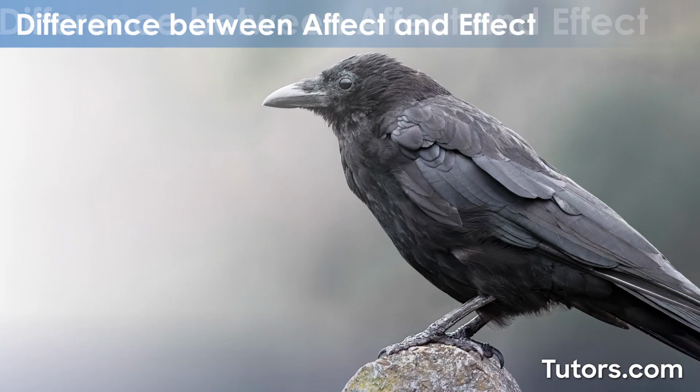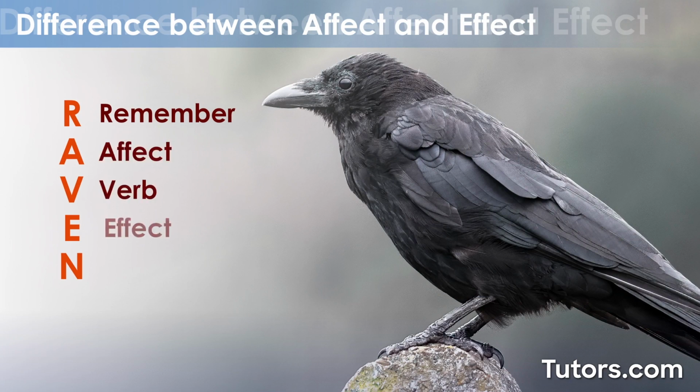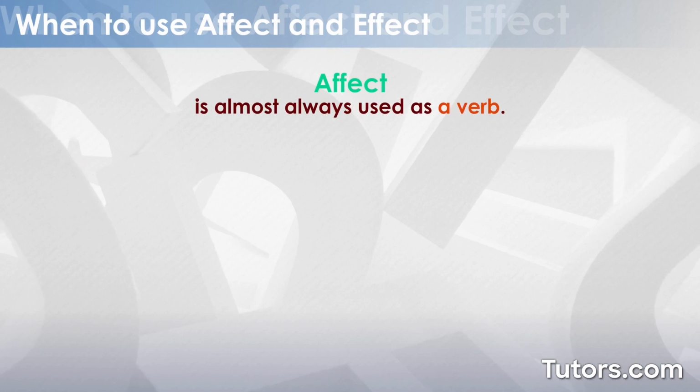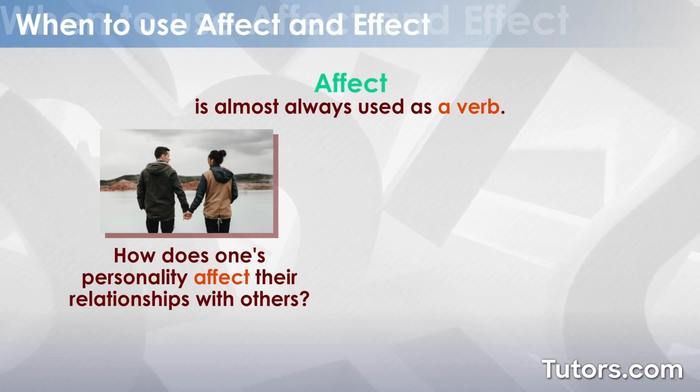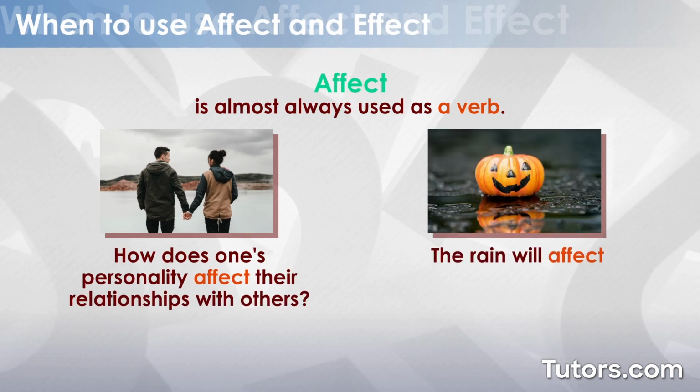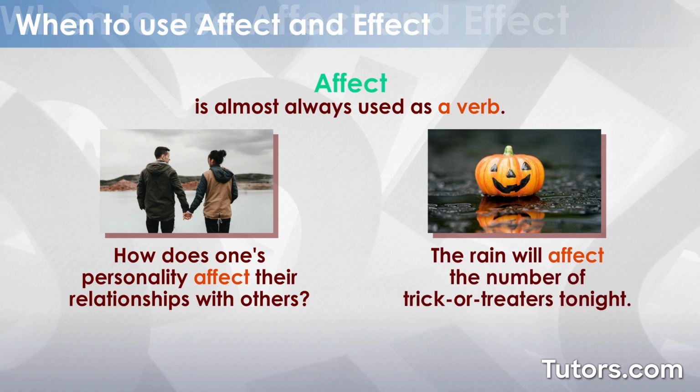It's easy to remember how to use the correct word using the mnemonic RAVEN. Remember, affect verb, effect noun. Affect is almost always used as a verb. Consider these examples. How does one's personality affect their relationships with others? The rain will affect the number of trick-or-treaters tonight.